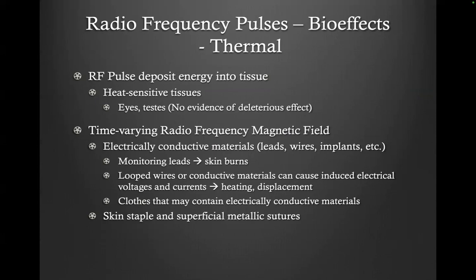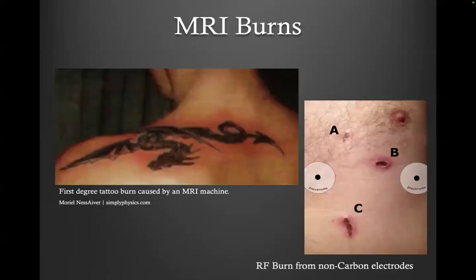So you will have electrically conductive materials, leads, and implants. Monitoring leads can cause skin burns, and looped wires or conductive materials can cause induced electrical voltages and currents, and cause heating and displacement. There are clothes that may contain electrically conductive materials, and you may also have skin staples or superficial metallic sutures. This shows an example of a first-degree tattoo burn caused by an MRI machine, and this is an RF burn from non-carbon electrodes.